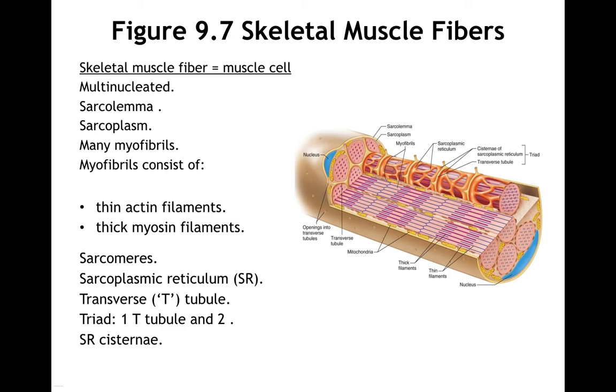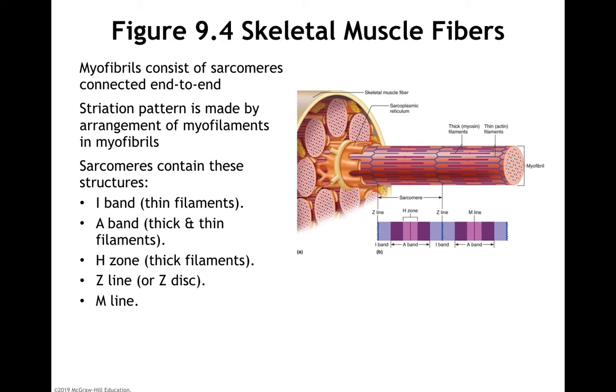And there are transverse tubules, more often called T-tubules, and they are organized in a three-partner way to give us what we call a triad. That triad would be one T-tubule and two cisternae of the sarcoplasmic reticulum. Myofibrils are sarcomeres connected end to end. That gives a striated pattern because of the arrangement of the myofilaments in the myofibrils.